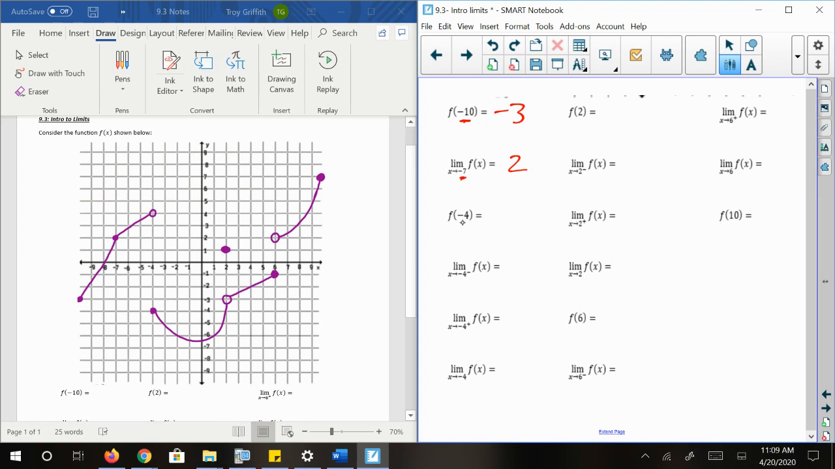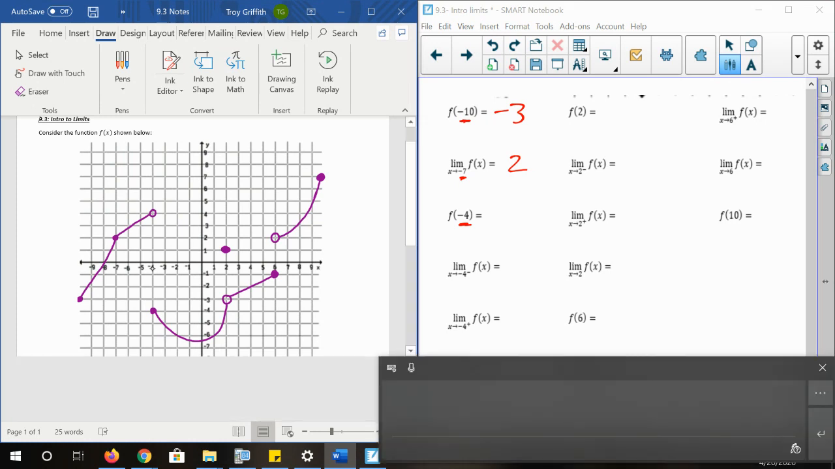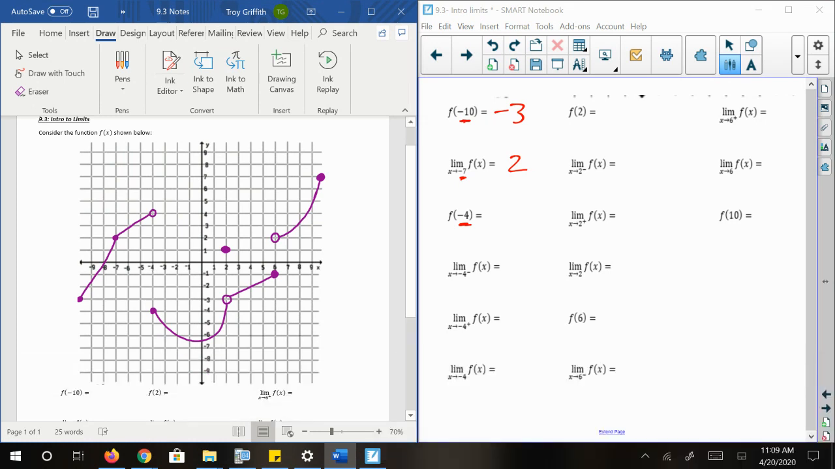All right, f of negative 4. What is y when x is negative 4? Well, I got an open circle here. I got a closed circle down here. I got to take the closed circle. So when x is negative 4, my y value is also negative 4.